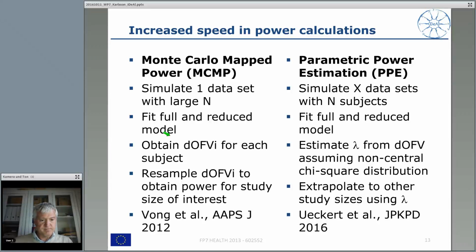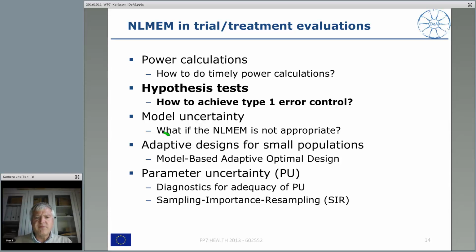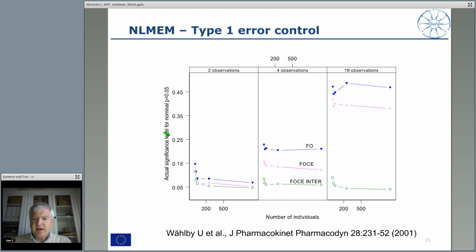So one of the aspects we need to be assuring ourselves of is whether we have adequate type 1 error control. Fifteen years ago, we looked at this with nonlinear mixed effects models, and that's what you can see in the graph here. The main interest at this time was comparing different estimation methods, where clearly some of the earlier, more crude approximations could result in elevated false positive rates, so a lack of control of type 1 error.